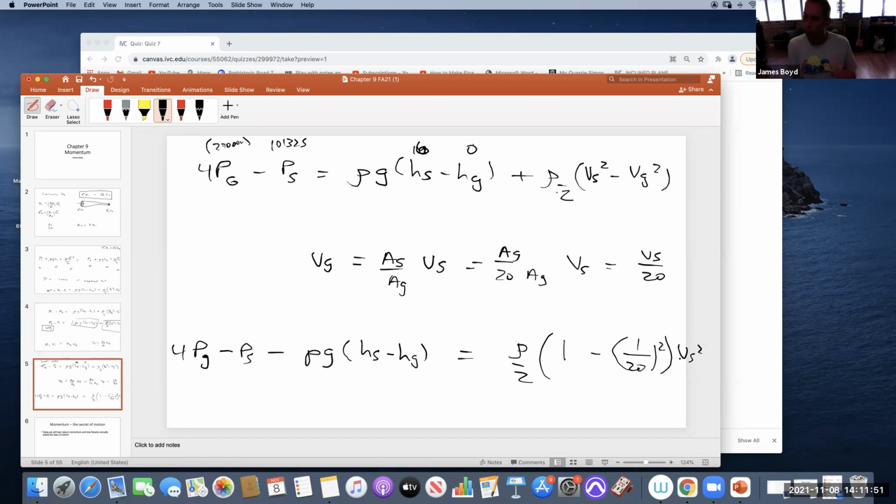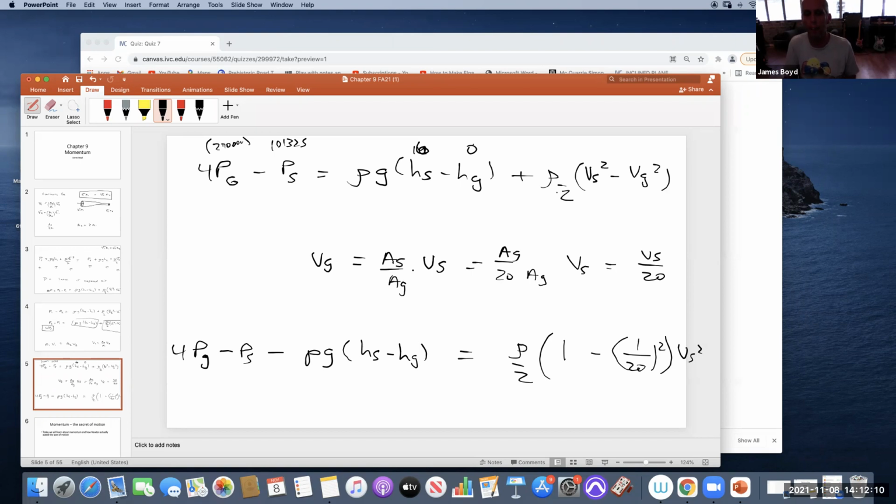It's a little harder than parts 1 and 2. Parts 1 and 2 are fairly straightforward. Part 3 is a little bit harder, but I want you to find the velocity of the shower and just make sure you know that you can substitute in for the velocity through the ground pipe. You can turn that into something in terms of VS.